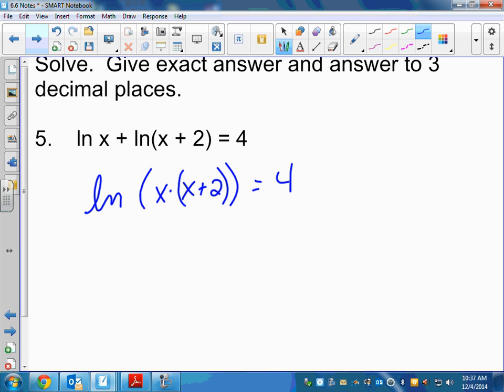Is it seriously bad? Or do you eat it? Because then I'm going to e it. And I'm going to distribute and say that that's x squared plus 2x equals e to the 4th. Which is just a number, but don't type it in your calculator yet, because I don't want a decimal yet.